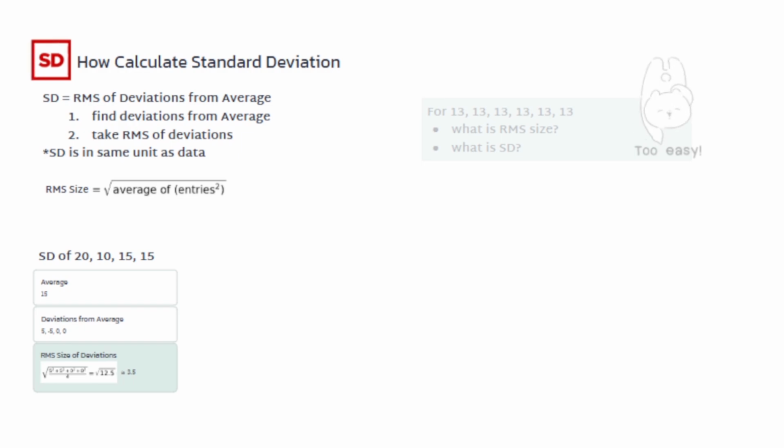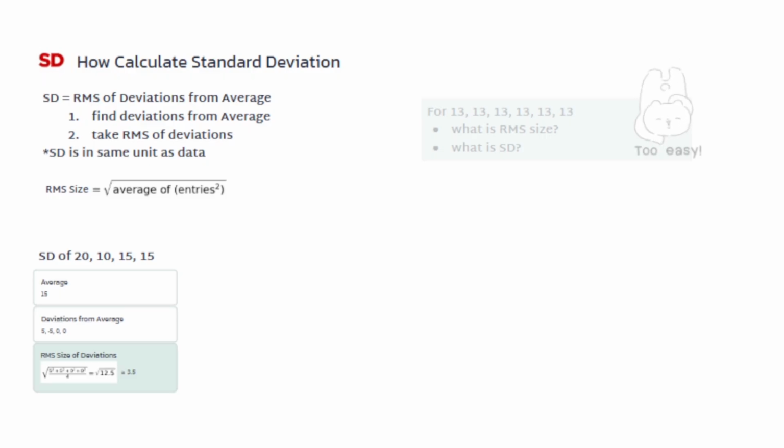Then the second step is to find the deviations from the average one by one. So if the average is 15, the deviations are: for the first, 20 minus 15, 5; 10 minus 15, minus 5; 15 minus 15, 0; 15 minus 15, 0. The deviations from the average, okay?